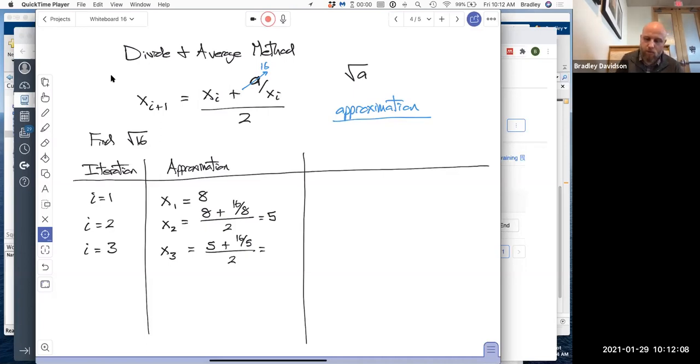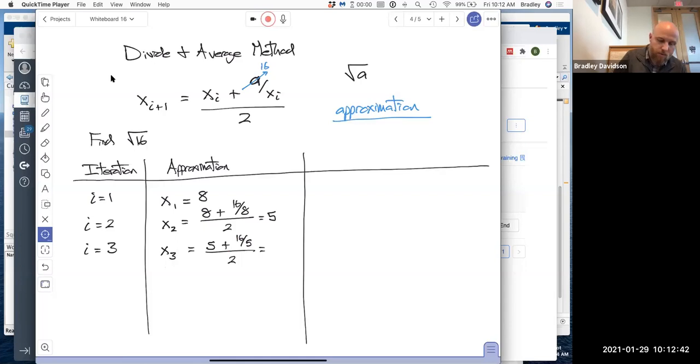And so now on our third iteration, our second iteration, our approximation got better. Okay, we started out at 8. Next time we got 5. Okay, we know our answer is 4, so we're getting closer. And so now we're going to plug in 5 to this formula. So x sub 3, or iteration 3, is going to be the x2, which is 5, plus 16 divided by 5, divided by 2. And that's going to give us our x sub i plus 1.